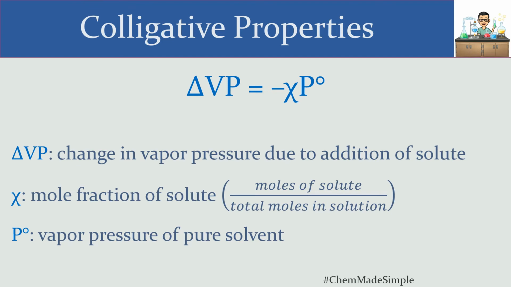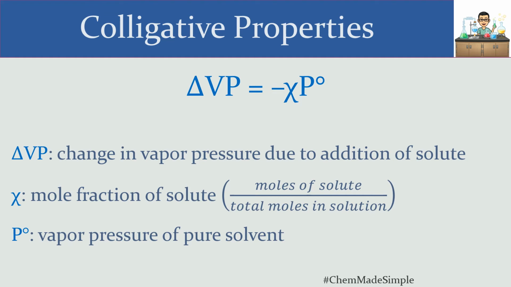Here's a subtle thing I also want you to be aware of. Even though the obvious relationship is that as chi increases, I get a bigger drop in my vapor pressure, it's also important to note that the higher P naught is, the bigger the change in vapor pressure as well. If I start out with a liquid whose vapor pressure is already really high, even a small amount of solute will cause a big drop. The magnitude is dependent on both of these together, not just one of them. So if I have something with a high vapor pressure, even a small amount of solute is going to cause the vapor pressure to decrease significantly.